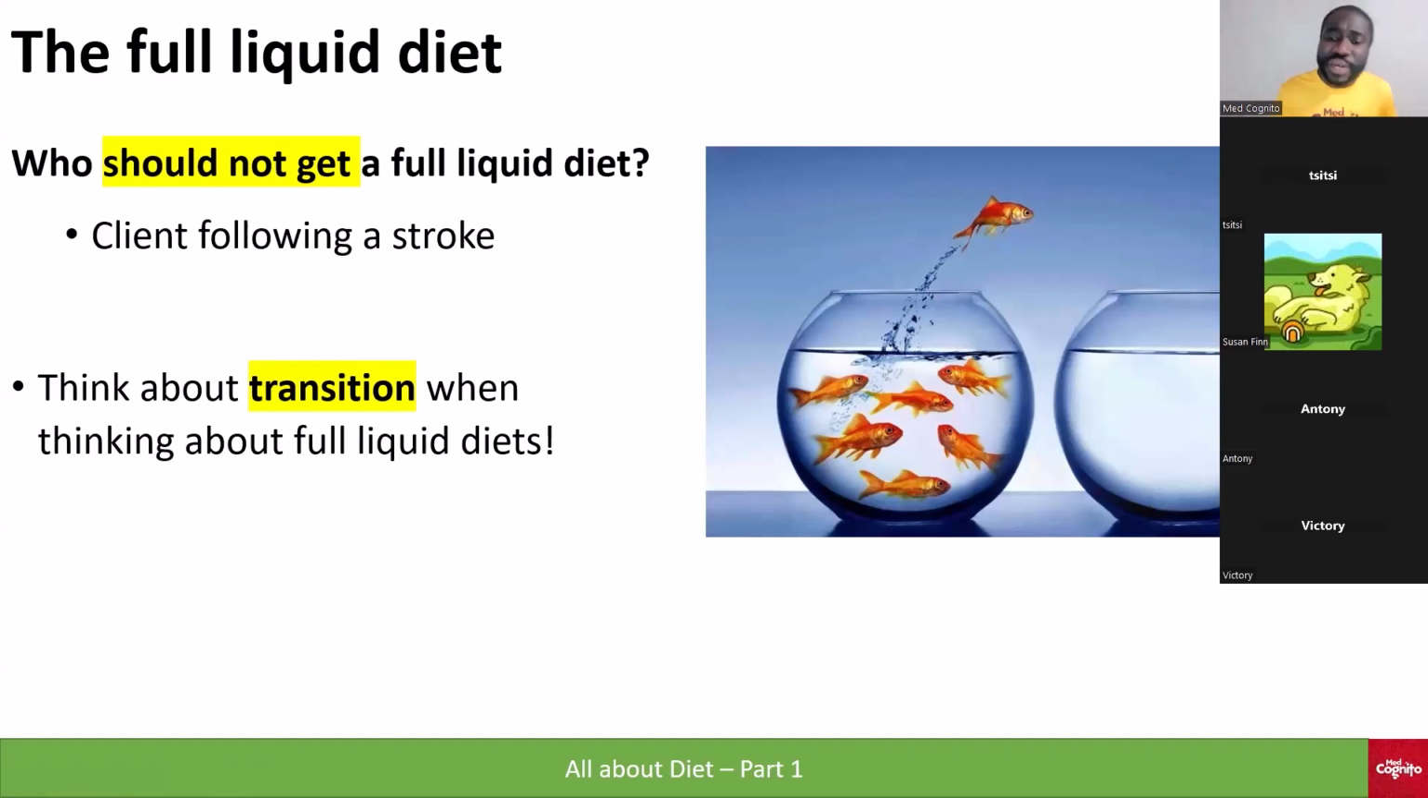And when you are thinking about full liquid diet, the reason why I put this picture here is because this fish is transitioning from this pot to that pot. So think about transition when you think about full liquid diet. Full liquid diet can also be a transitional diet, like the way clear liquid diet can also be. So first, learn those who should not get full liquid diet. Learn those who need full liquid diet. Remember that full liquid diet, you can't see through it, unlike the clear liquid diet. And remember that with full liquid diet, the client can have milk as well.